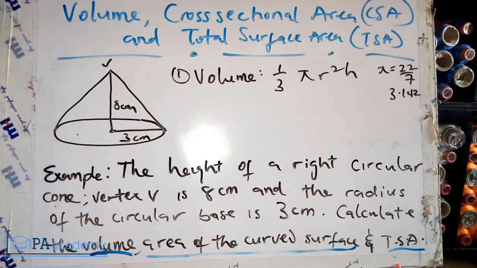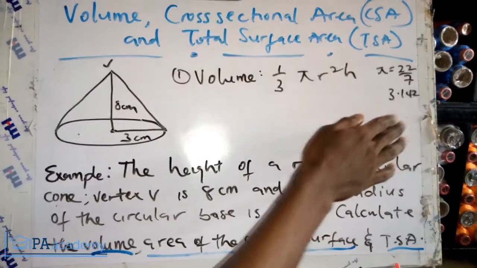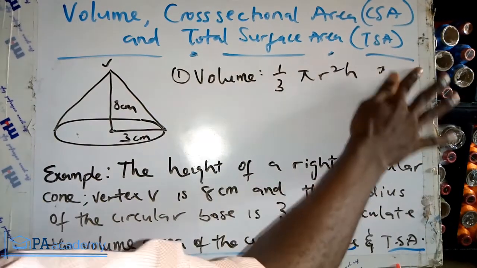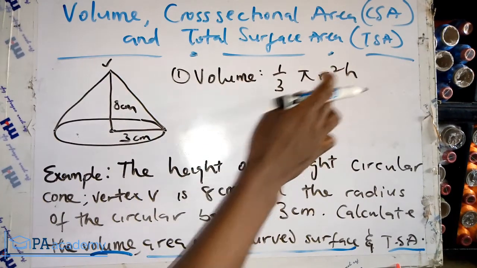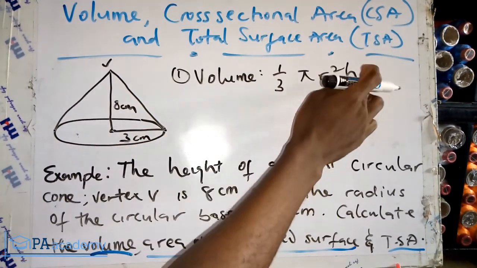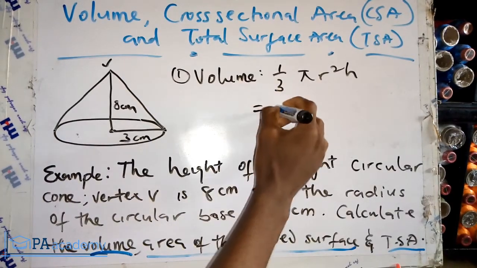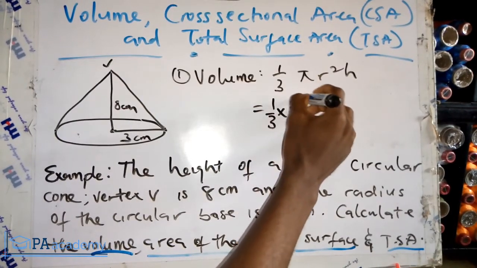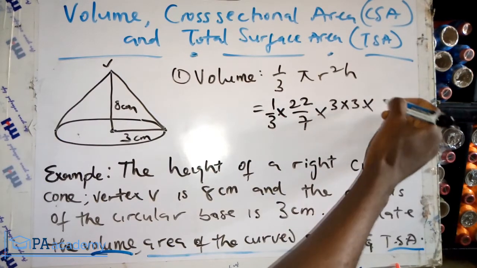Right here we are not given the value for pi, so we can pick either 22/7 or 3.142. For this video, I'm going to be using 22/7. So let's put in our values. We know our radius to be 3 centimeters and our height to be 8 centimeters. We are not looking for anything else, so we can put in our values straight. That will be one third times 22/7 times 3 times 3 times 8.